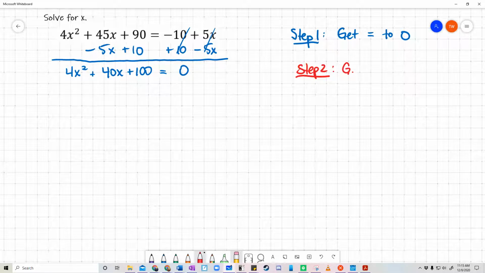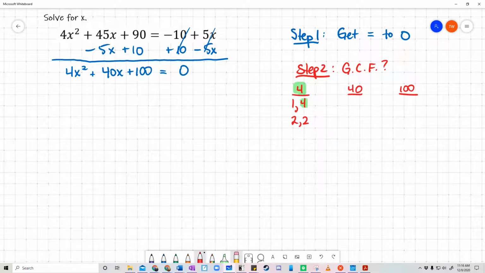You always start with, is there a greatest common factor? Out of 4, 40, and 100, I'm wondering if they all share a factor in common. If I think about the number with the least amount of factors first, it helps me narrow down what my choices are. 4 only has factors of 1, 2, and 4. And so if you think about the largest of them, the number 4 goes into 40 and 100.